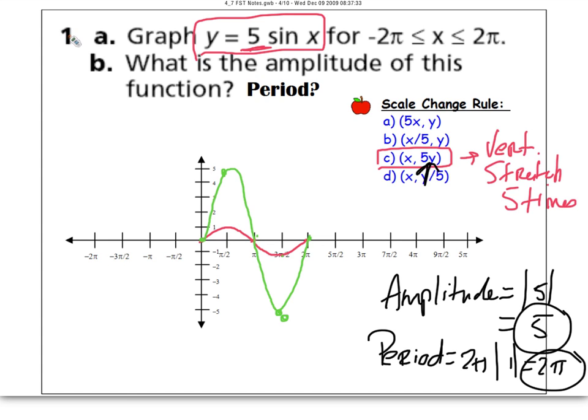I want us to use the definition of amplitude just to confirm that it really is 5. The definition said it's the difference between the max and the min. The max point here is 5, the min is negative 5. Now the distance there is 10. And now it said cut it in half, so it's 5. So you can tell the amplitude of this graph is correct.